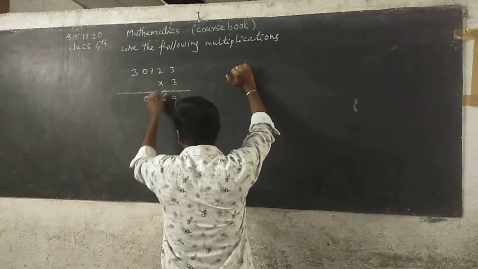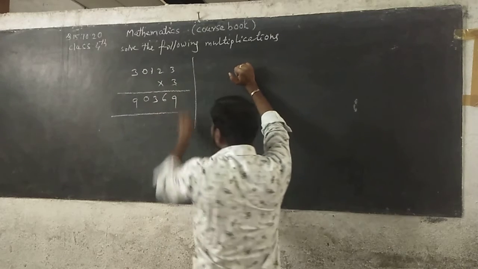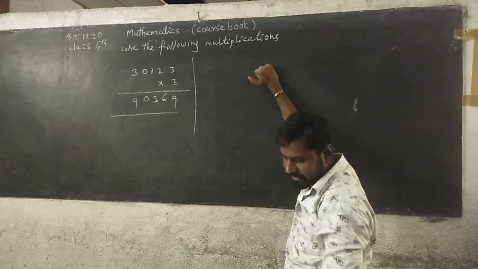3 0s are 0, there is no carrying. 3 3s are 9. Product is equal to 90,369.